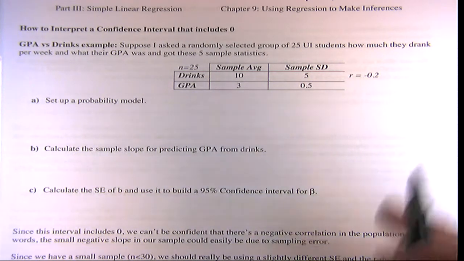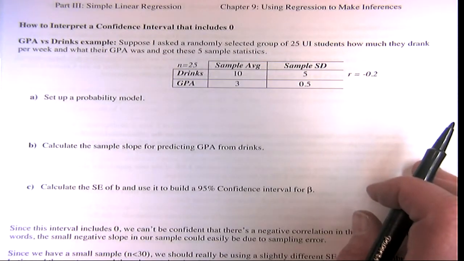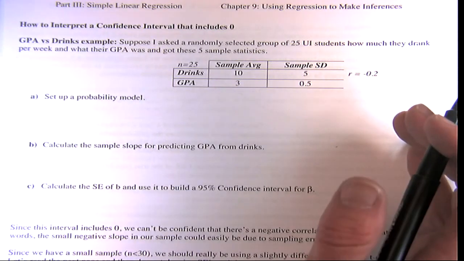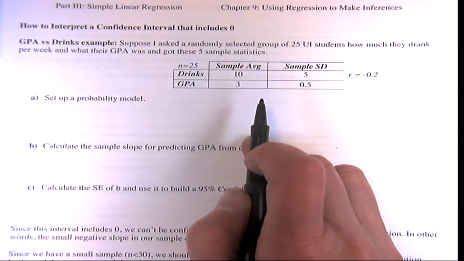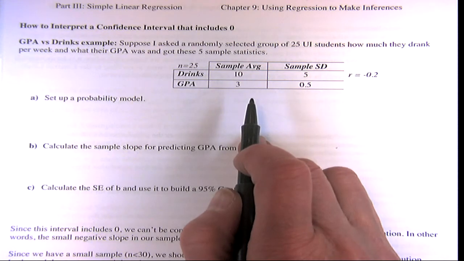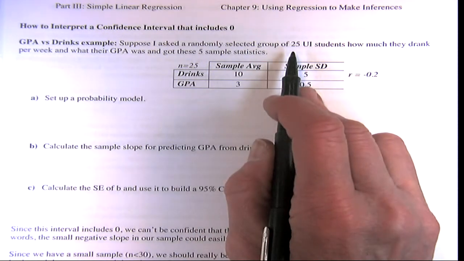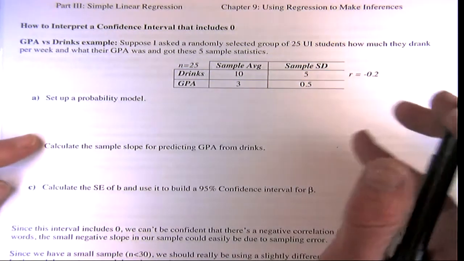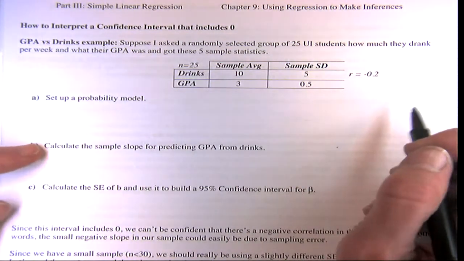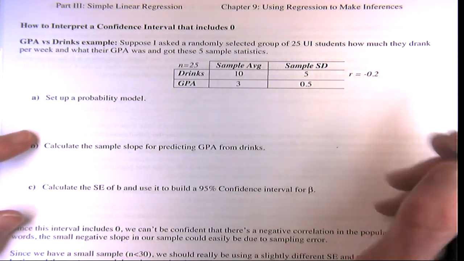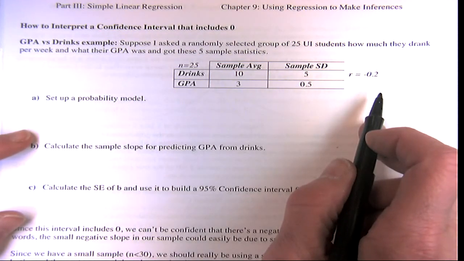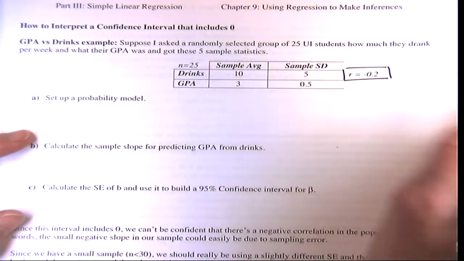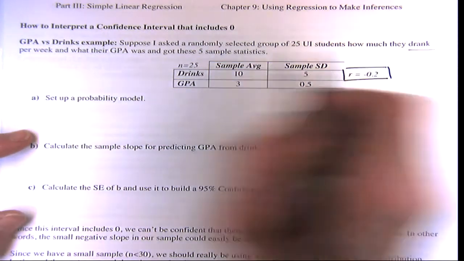All right, so we are on page 36 now, and we're going to look at confidence intervals for the slope. So remember our example here. We randomly selected 25 U of I students from all U of I students, thousands of them, and got these 5 summary statistics, including this correlation coefficient right here between drinking and GPA.